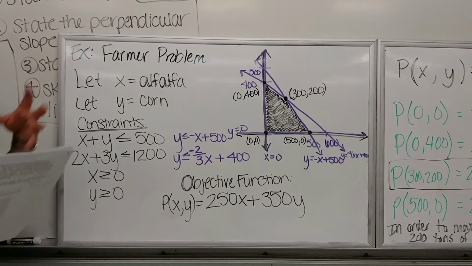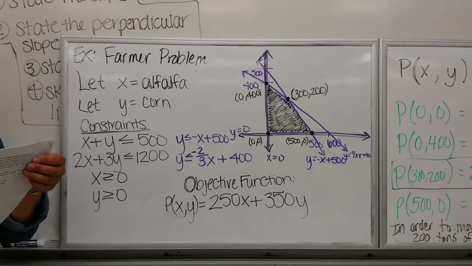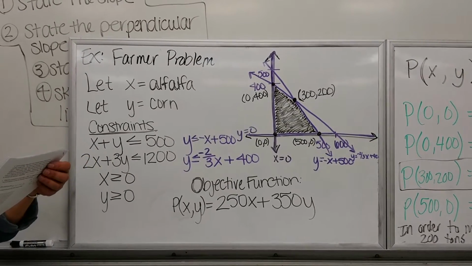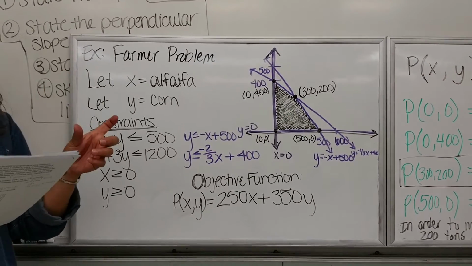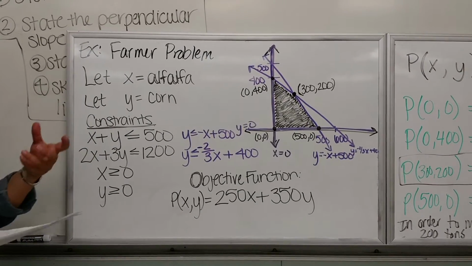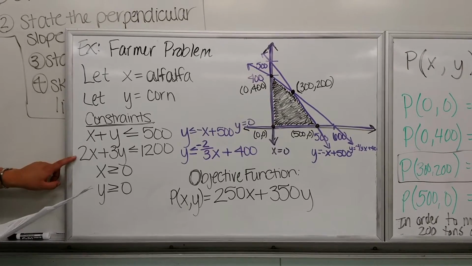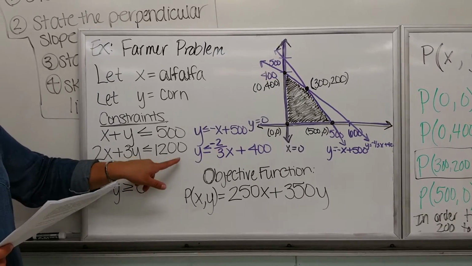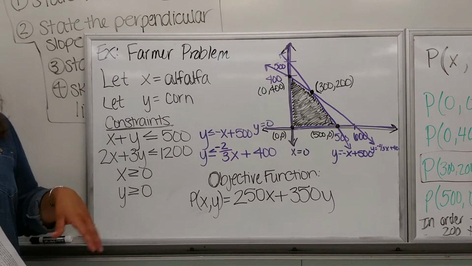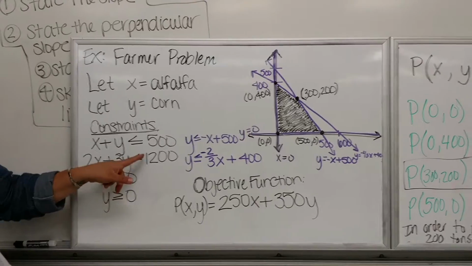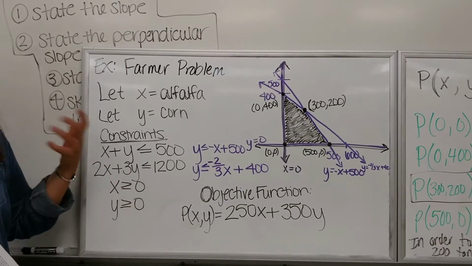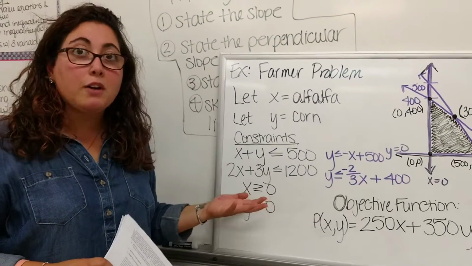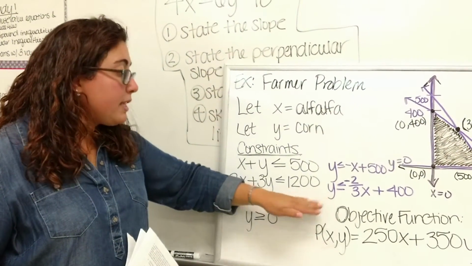We have our other constraints that come from the rest of the problem. Corn requires 3 hours per ton to harvest, while alfalfa requires 2 hours per ton. Because we're talking about harvesting, our harvesting time available is 1,200 hours. So that's 2 hours for every alfalfa and 3 hours for every corn, and we have a maximum of 1,200 hours. So that 1,200 has to be greater than or equal to our amount. Our farmers can't go more than 1,200 hours as far as their harvesting goes; they can only put in at most that much.